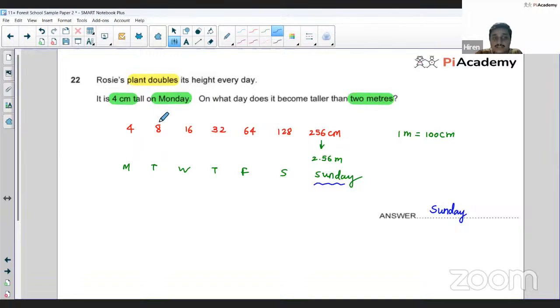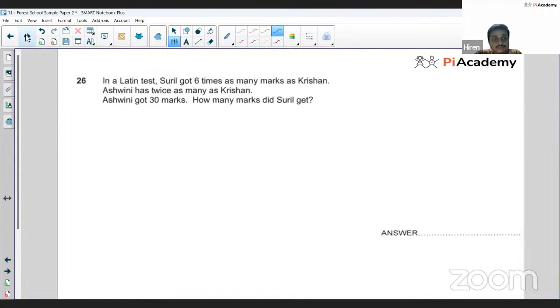You just have to follow the sequence that is getting double, right? And getting double means what? It's very easy. You can multiply by 2, right? This question belongs to a mixture of sequence and date and time, right? But the answer is Sunday, okay? Let's have the next question.